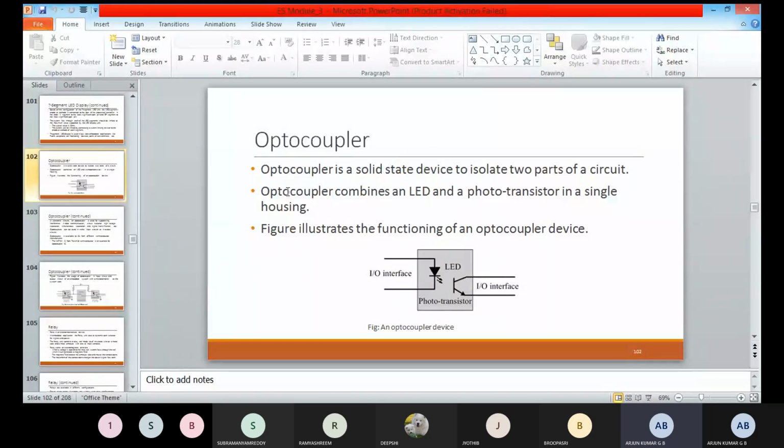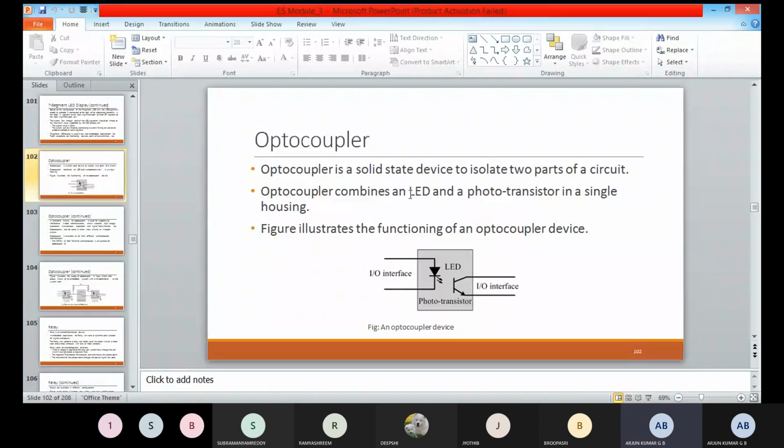The optocoupler combines the LED and a phototransistor in a single housing. You can observe here, there is an LED and there is a phototransistor. Both are combined in a single housing. Housing means a single chip. The optocoupler combines an LED as well as a transistor.